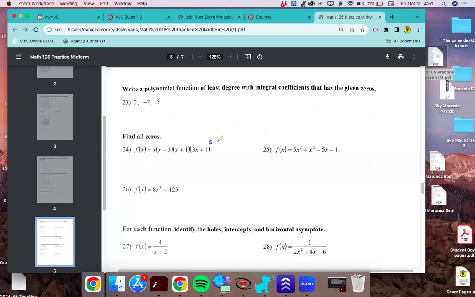You know, what makes 3x plus 1 equals 0? What makes x plus 1 equals 0? What about x minus 3? And what about x itself? We'll just do it in pieces. That's what's nice about factored form. That's why we do that. That's why we get them in factored form.